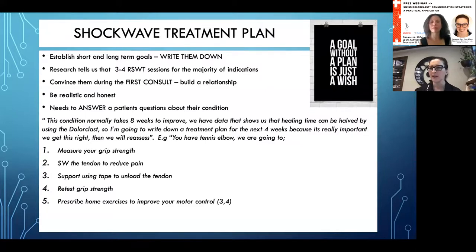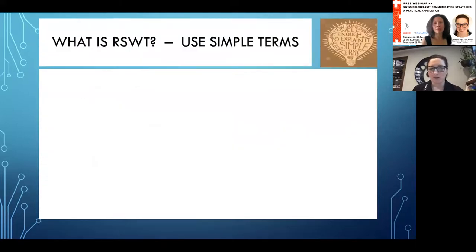So if we reassess in 4 weeks' time, I go over everything. I might still have shockwave due once a week for the next 4 weeks, but then at the end of that 4 weeks, we might not need shockwave anymore. But that was part of the plan. And then reassess in a week, usually.